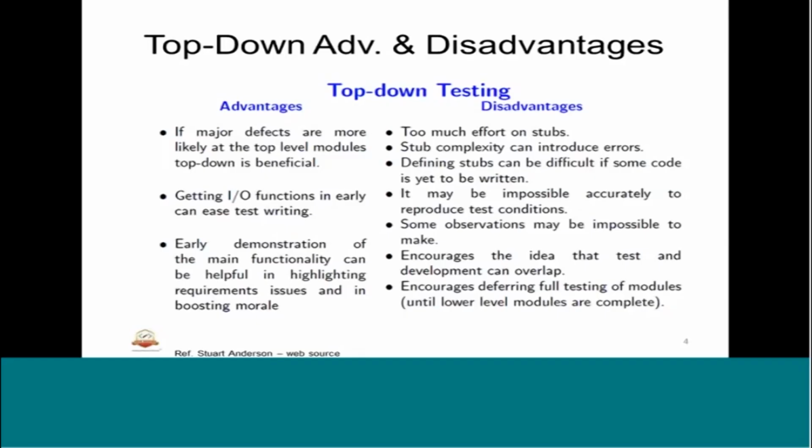Now we will go through top down advantages and disadvantages. This is basically from Stuart Anderson's material got from the web, which lists out the advantages and disadvantages. In top down, if major defects are more likely at the top level module, top down is beneficial. That means if we have more issues in the top level, then this is going to be advantageous. Getting input output functions in early can make testing easier.